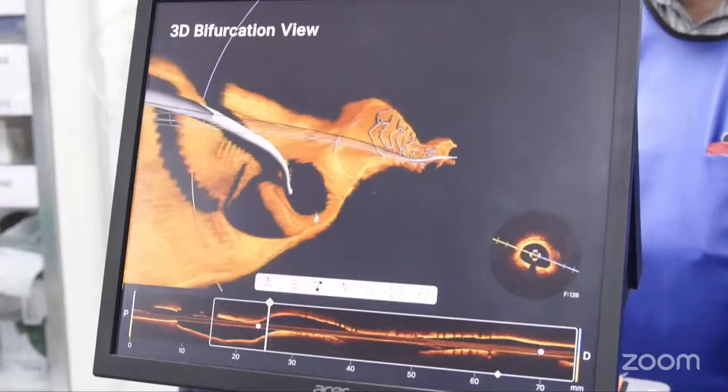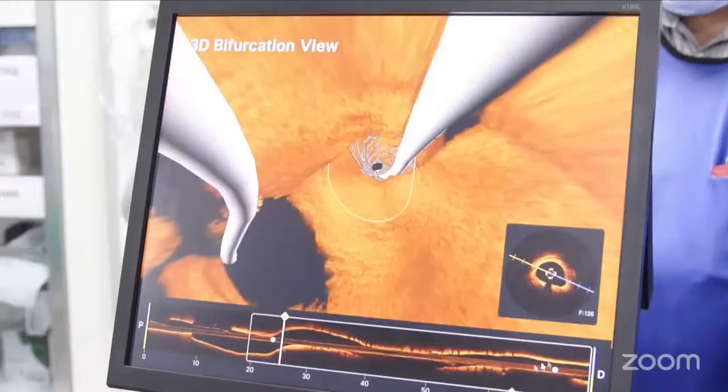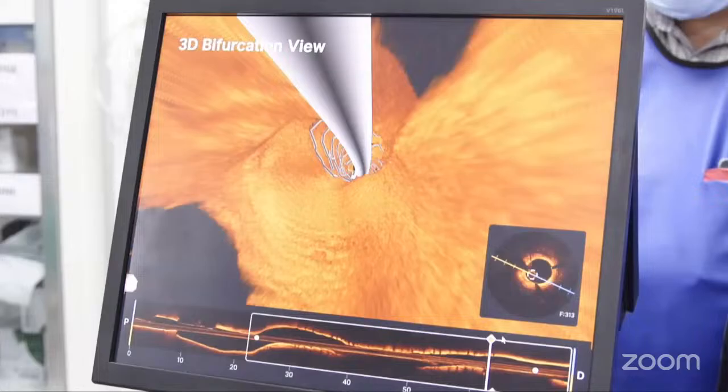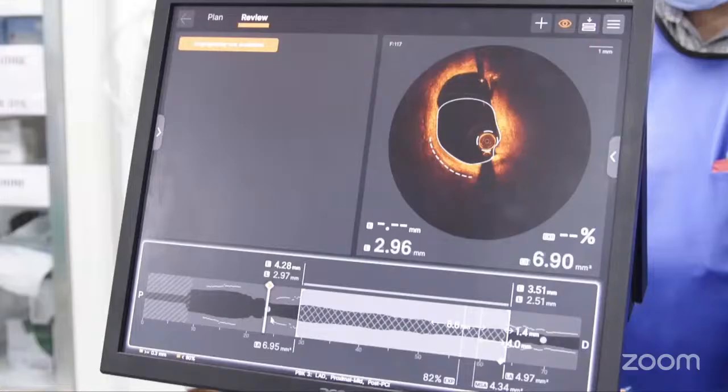Now here you can see the 3D bifurcation view. You can appreciate the wire in the circumflex artery and the wire running from the left main into the LAD.